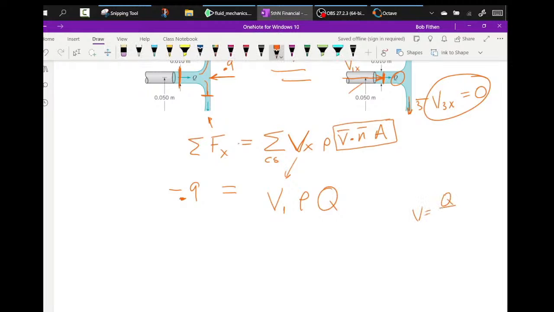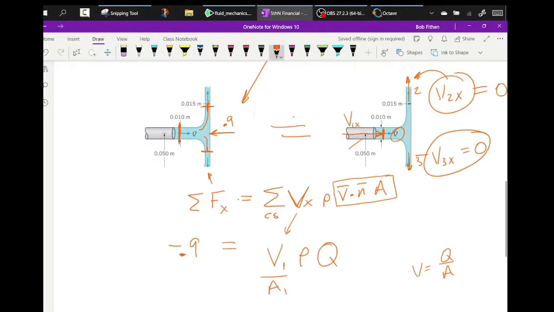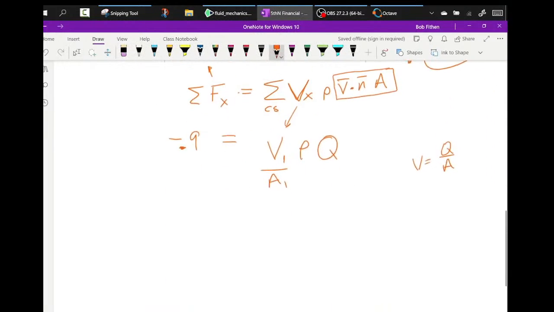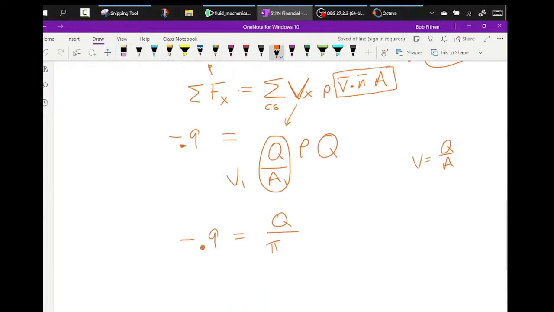V is equal to Q divided by A. So you could say A1. And he did tell you what the diameter was, 0.01 meters. So essentially, you get this. Q, sorry, I should have put this. This is nothing more than V1. So Q over pi, forgot it already, 0.01 squared over 4. Times, okay, this is water, 1,000, times Q.